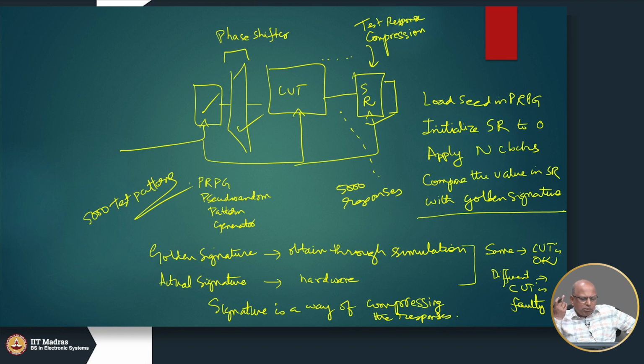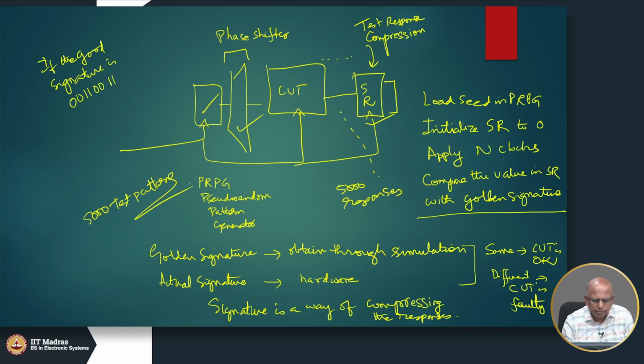Even that comparison you may be able to do. See, for example, if we know the good signature, or the golden signature, is, let us say, 0 0 1 1 0 0 1, then we can actually do something like this. We can take an AND gate and say this is the good.